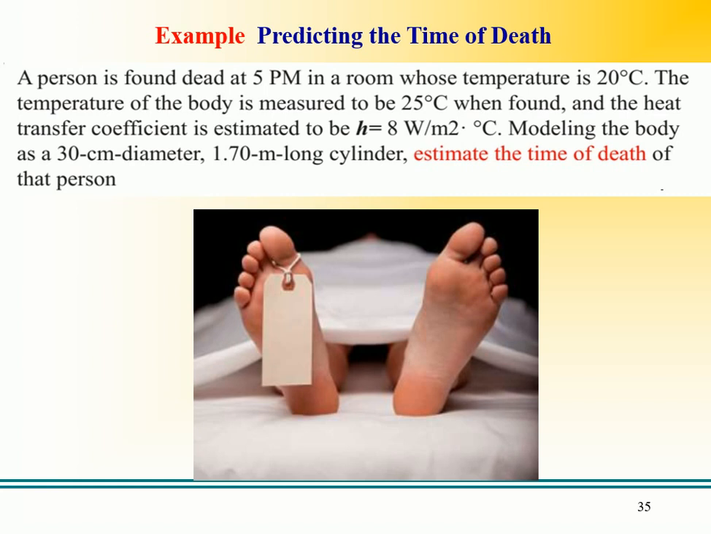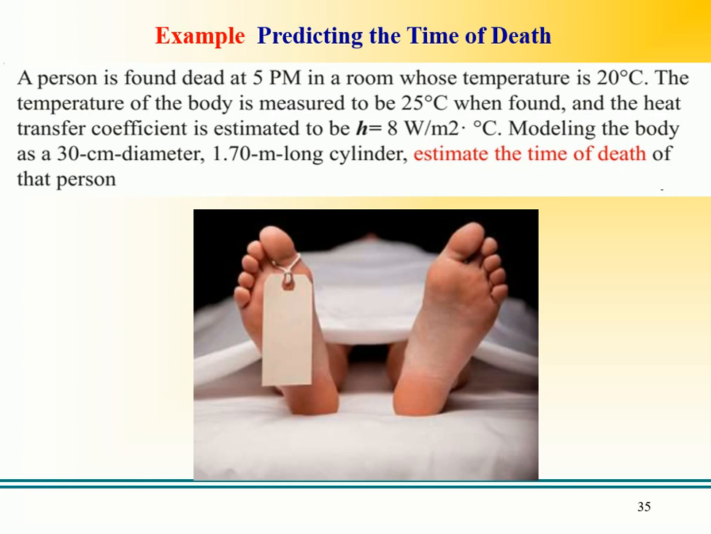Predicting the time of death. This is a very approximate problem, which I think is good for you to know, as a practical application in predicting the time of death of a person. A person is found dead at 5 p.m. in a room whose temperature is 20 degrees Celsius. The temperature of the body is measured to be 25 degrees Celsius when found.